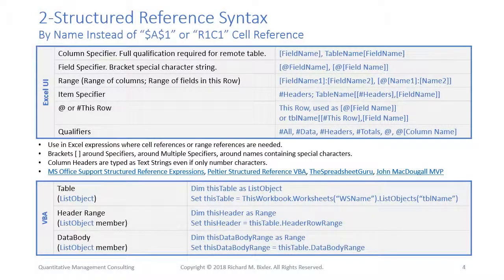The top table describes structured references used on Excel worksheets. A field name in brackets specifies a column. If preceded by an @ symbol, it's the value of the named field in this row.